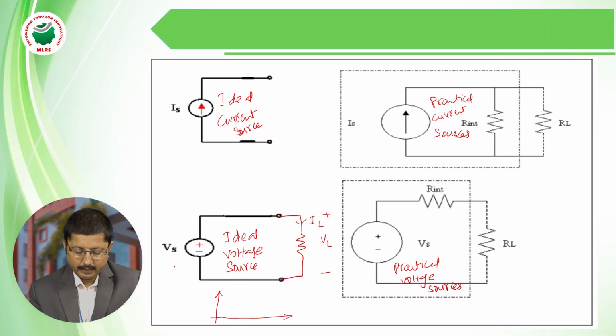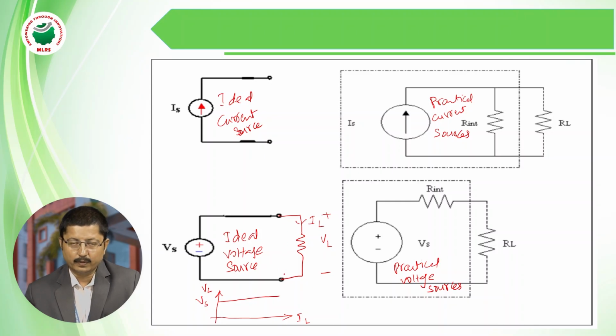According to the volt-ampere characteristics, the voltage is constant irrespective of the terminal current. If you are connecting a load here, this is the load voltage and this is the load current. This voltage is constant, that is Vs, the source voltage. Whatever voltage we apply, the same voltage we get across these two terminals. So in the ideal case, the same voltage will appear across the load.